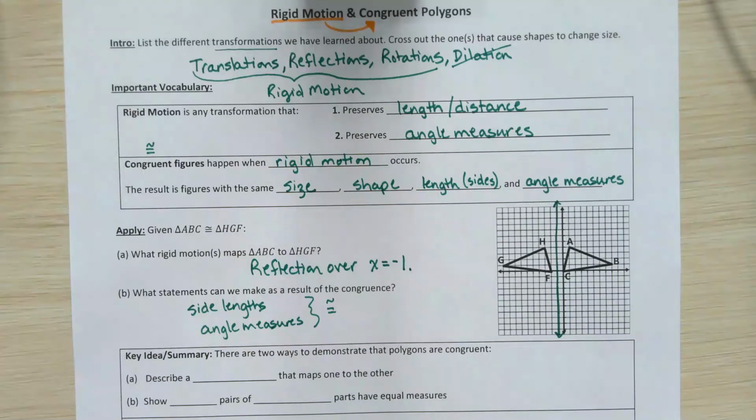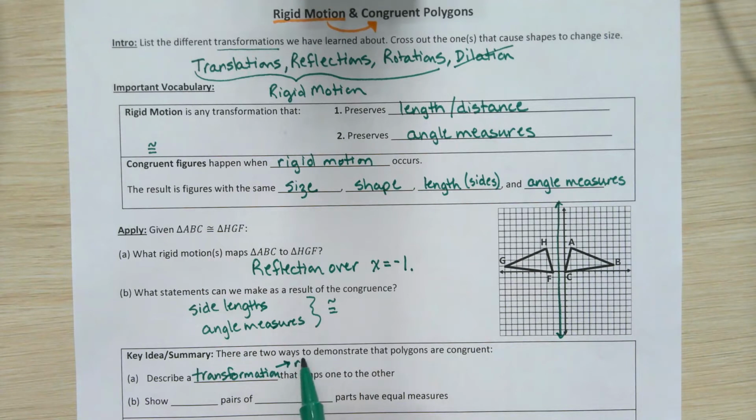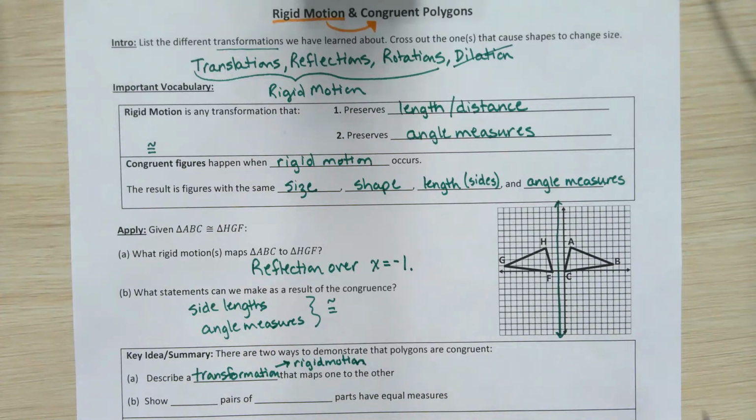So our key idea, if we're talking about rigid motion and trying to get to the idea of congruent polygons, is that one of the options is for us to describe that transformation, but specifically that transformation needs to be a rigid motion. If we're able to describe a rigid motion that takes one shape onto the other, then that means that our polygons are congruent.